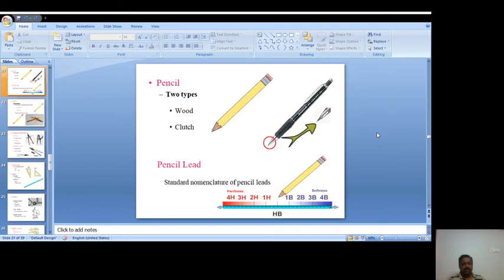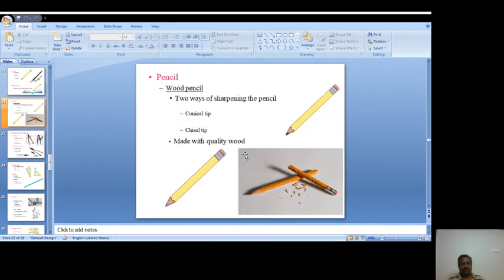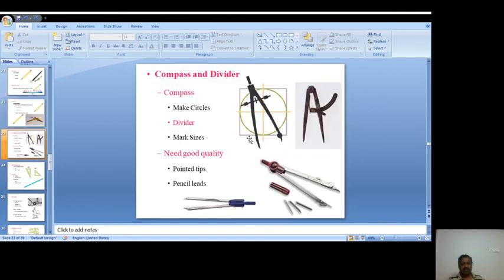You also have different kinds of pencils like this. This one is made of wood. There are different kinds of pencils: HB pencil, H and 2H. You can use the HB pencil for drawing the fonts, and H and 2H for drawing the construction lines of the drawings. For sharpening the pencil, you can use conical tips or chisel tips.